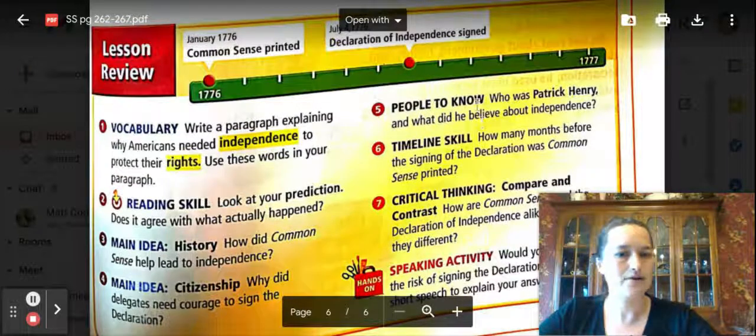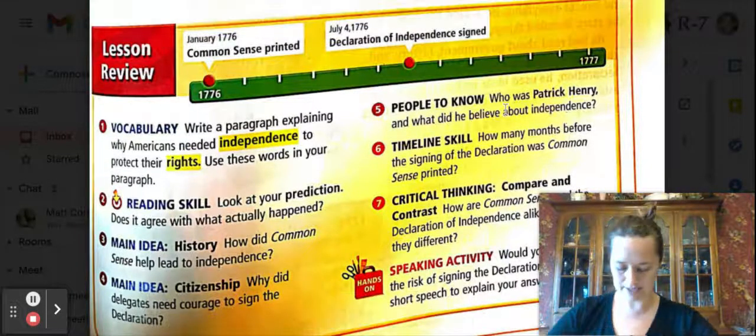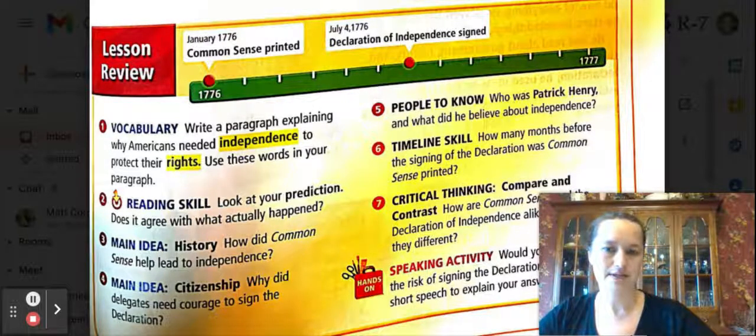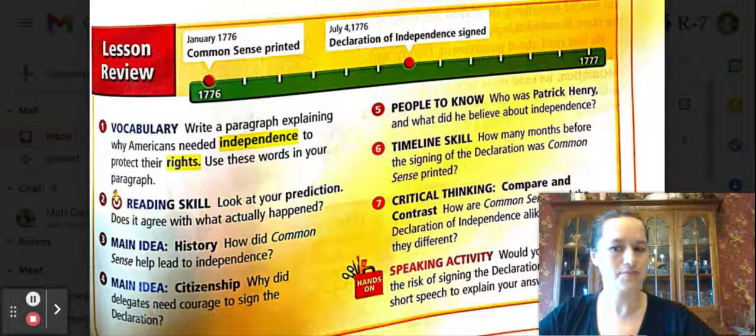Who was Patrick Henry and what did he believe about independence? So Patrick Henry was a bold patriot, and he gave persuasive speeches to Congress, and he thought that people should be independent. Remember that patriots are people who believed in independence and fought for independence.